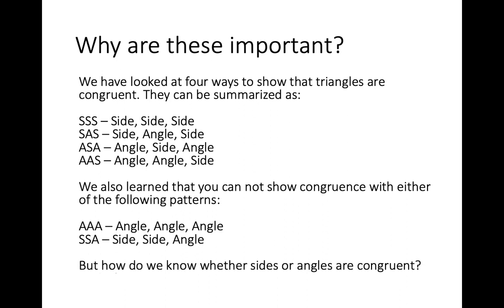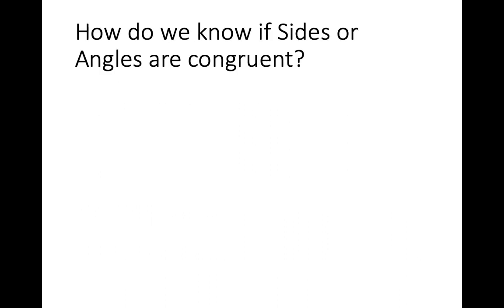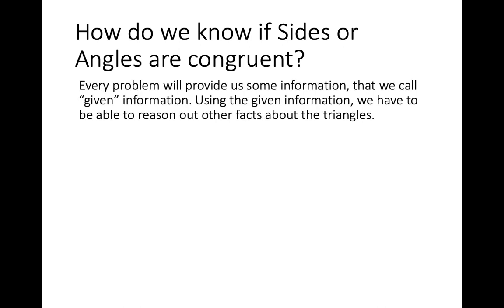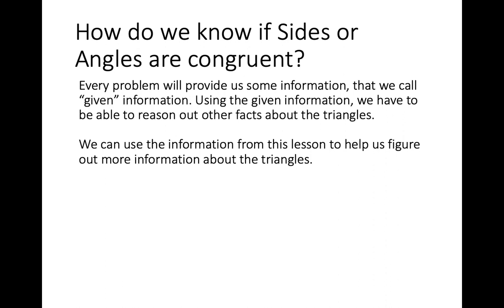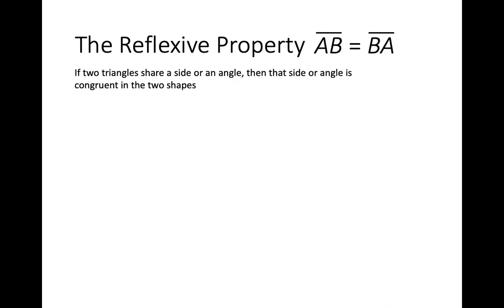But how do we know whether sides or angles are congruent? Every problem will give us some information that we call given information. Using the given information, we have to be able to reason out other facts about the triangles. We can use the information from this lesson to help us figure out more information about our triangles. So let's get started. The first technique is the reflexive property.